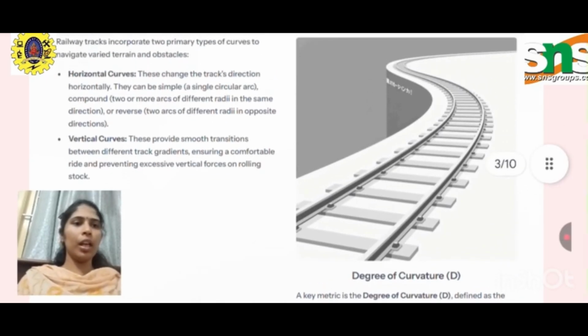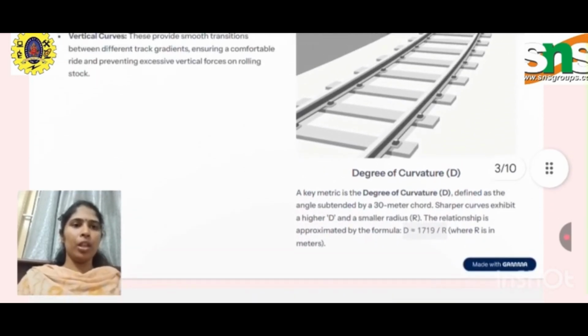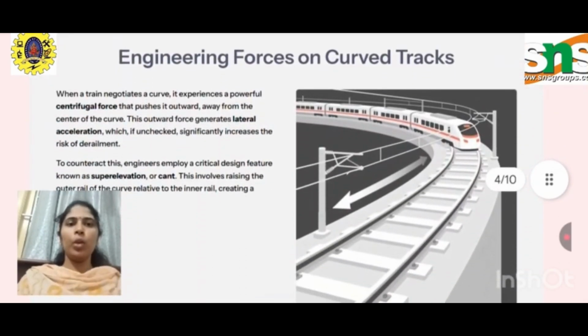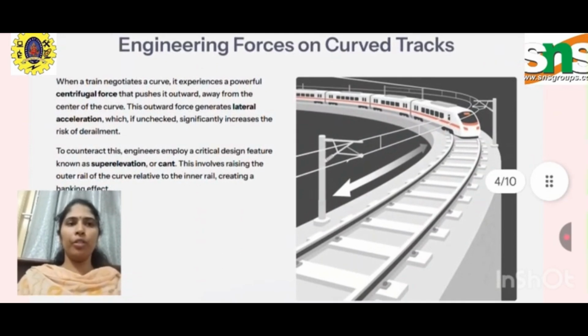Here clearly we can see the degree of the curvature. The key metric is the degree of curvature, defined as capital D, the angle subtended by a 30-meter chord. Sharper curves exhibit a higher capital D and a smaller radius R. The relationship is approximated by the formula D equal to 1719 by R, where R is the radius taken in meters. Now let us study engineering forces on curved tracks.